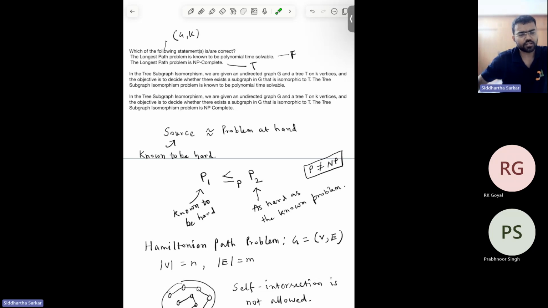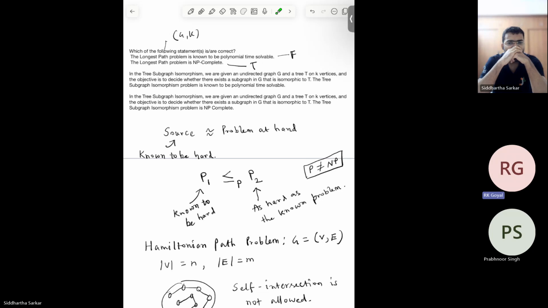But our concern here is to decide whether this question is polynomial time solvable. And can you use the longest path problem to say something about this? A tree can be thought of as a path. So a path is also a tree. Now you can think about it.